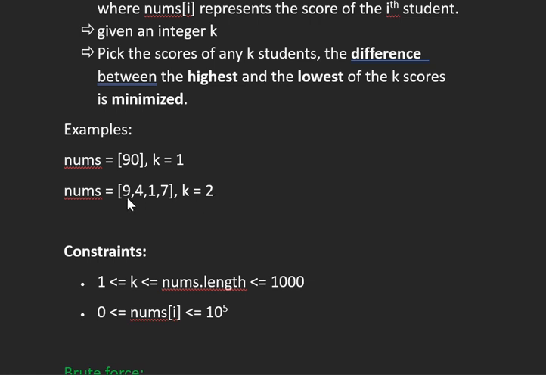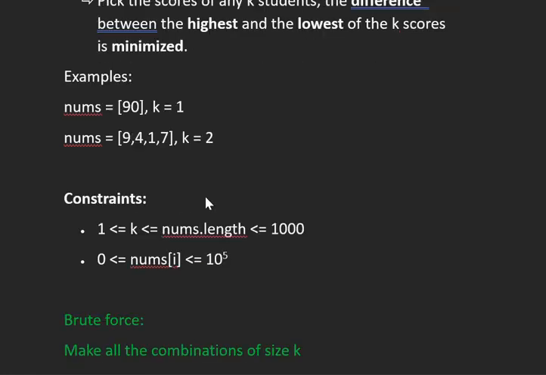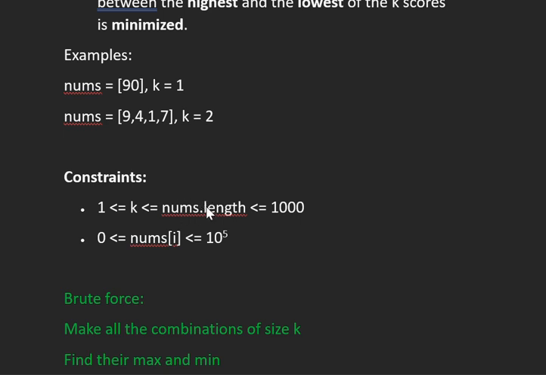So suppose first I'll pick 9 and 4, so the difference is 5, so it's too much. Then I pick, suppose, 4 and 1, so its difference is 3, but it's less than 5, so we update it. Suppose next I pick 9 and 1, the difference is 8, it's greater than 3, so we'll ignore this one. Then suppose I'll pick 9 and 7, so the difference is 2, so 2 is less than 3, so our answer will be 2 overall. If you see the constraints, the nums length can be up to 1000.